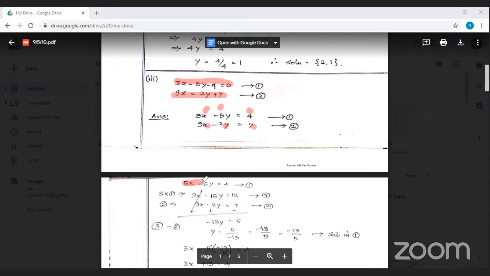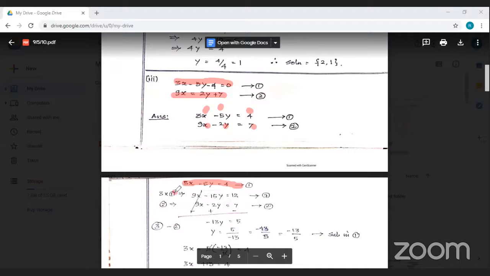Now here, 3x minus 5y is equal to 4. I want to multiply the first equation by 3 so that I can get 9. Are you getting this one? Yes, sir.